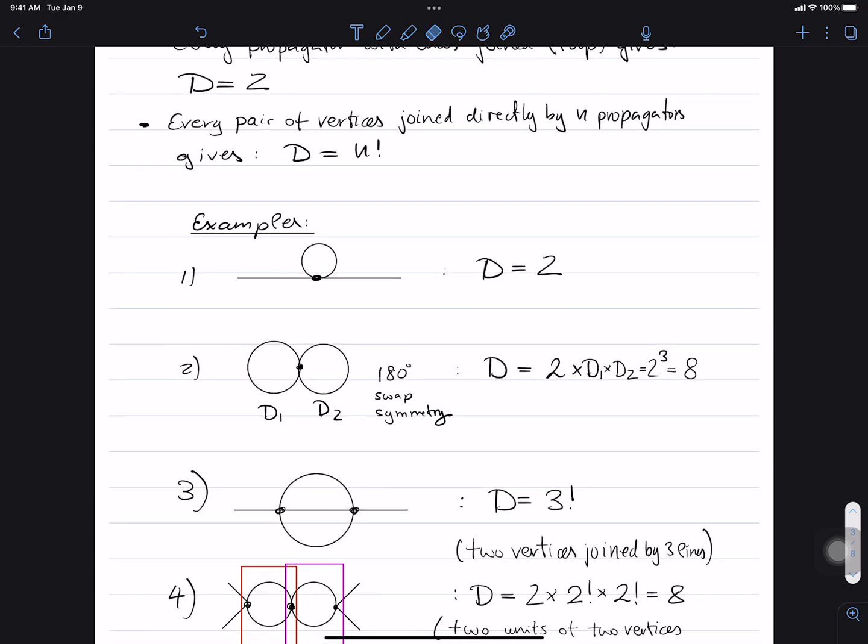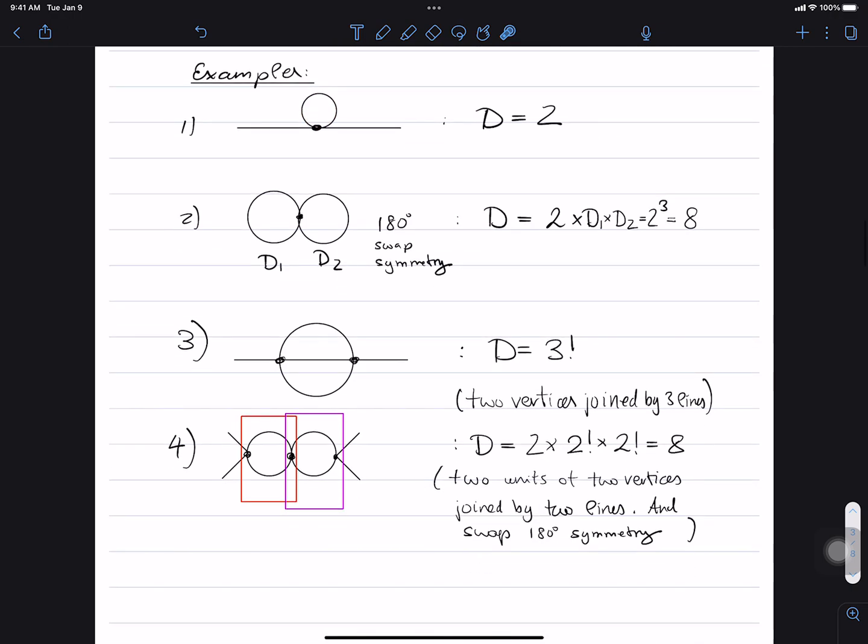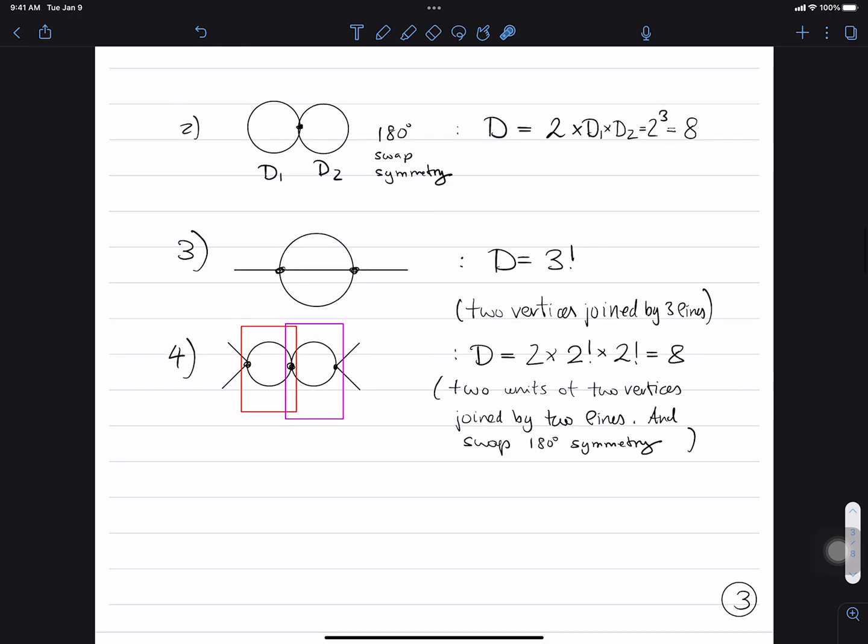Let's say the example here, we have a propagator that goes back to the same point, essentially one loop, and that gives us this symmetry factor D equals 2. Simple. Now we have two loops joined at one point. We have D1, which is 2, D2, that is 2, and we can swap the whole diagram, so we have an exchange symmetry. So we have 2 times D1 times D2, being 2 to the third power, being 8 for this arrangement.